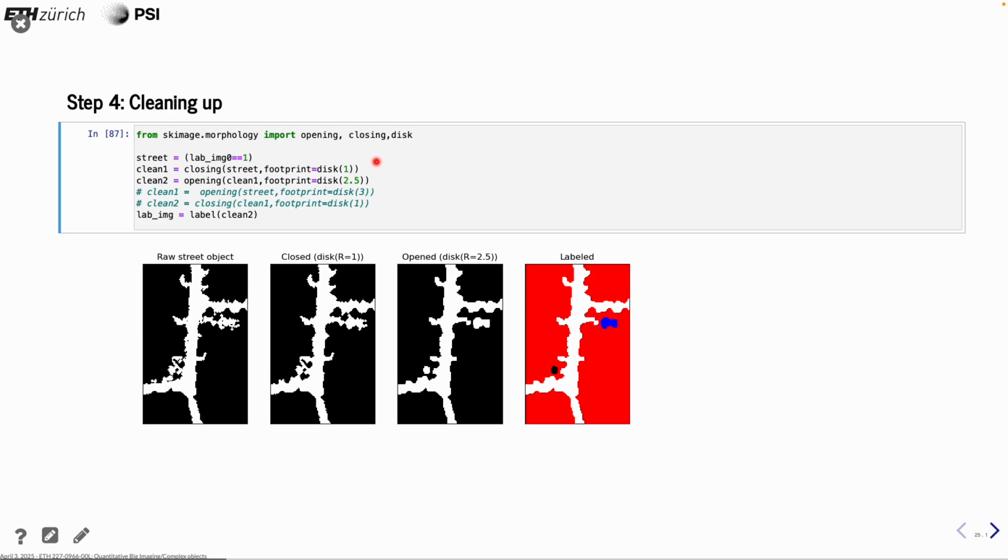You may have noticed that I have different sizes of the closing and the opening, and that's because we have different sizes of structures that we want to get rid of. I played around a bit, so here you see a different order and different sizes, but in the end, this one turned out to be the most reasonable for this data.